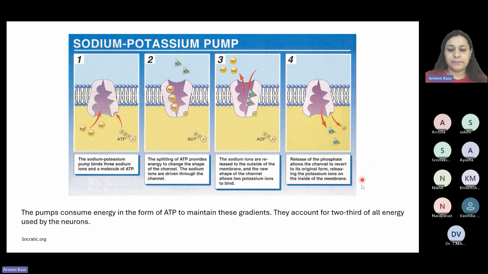So this pump consumes energy in the form of ATP to maintain these gradients, and they account for two-thirds of all the energy that is actually used by neurons. So they are very, very energy consuming pumps, right?